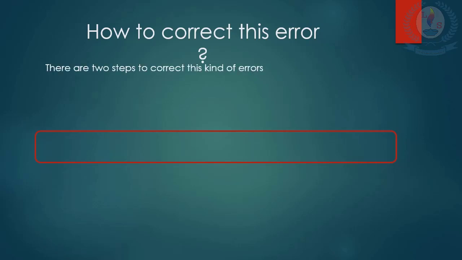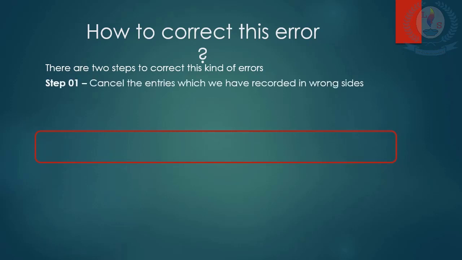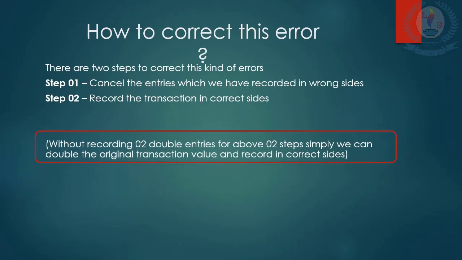Actually, there are two steps to correct this kind of error. First step is to cancel the entries which we have recorded on the wrong sides. And step number 2, record the transactions on the correct sides. To do this, we would have to use two double entries. But even from one entry you can do this. Without recording two double entries for the above two steps, simply we can double the original transaction value and record it on the correct side.